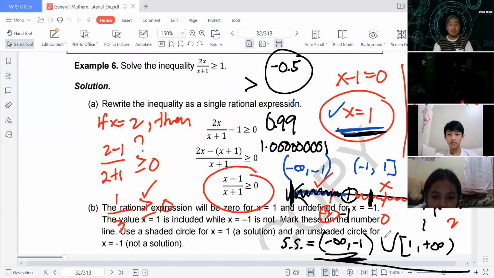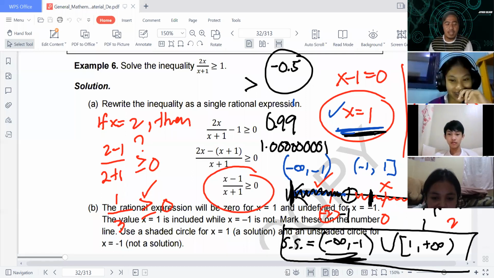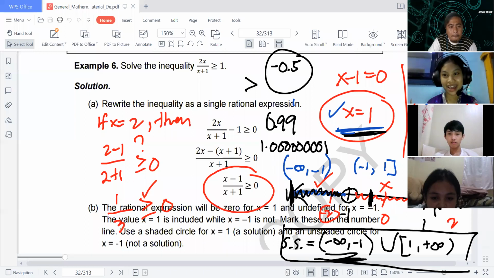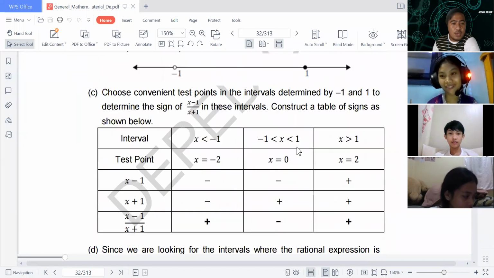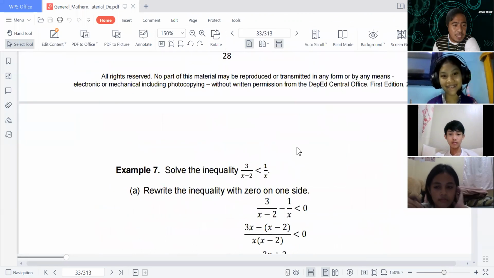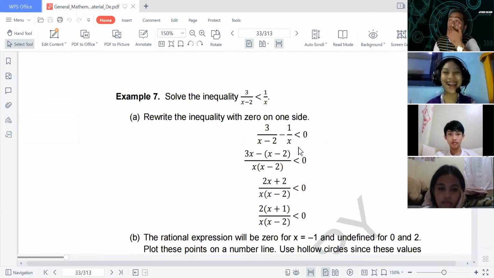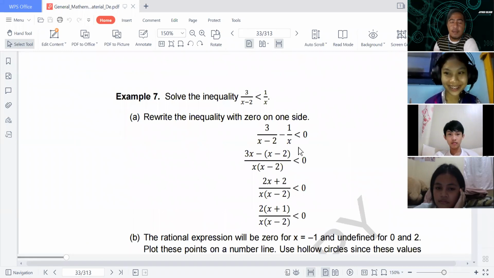That was easy. Understood? Any questions? No questions? Okay. We will have more examples as we proceed next meeting. We will have one more example next meeting before we start the inequality. Then after that, we will proceed to our new topic, the rational function.